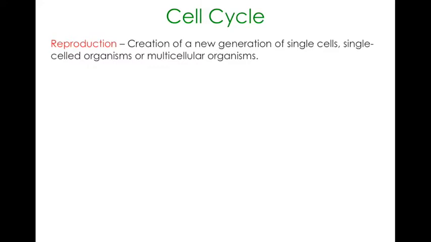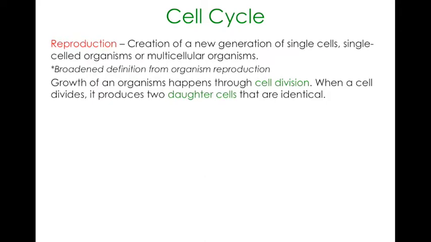For the majority of cells, cell reproduction is when a cell or an organism creates a new generation of single cells. So this is a broadened definition from organism reproduction, and basically it highlights how cells reproduce for an organism to grow. So when you and I grow, our cells are not necessarily becoming bigger. In fact, growth happens through cell division. The cell divides, and you actually just have more cells, in the millions, that are identical, that then form your major organs, major tissues, and stuff like that.